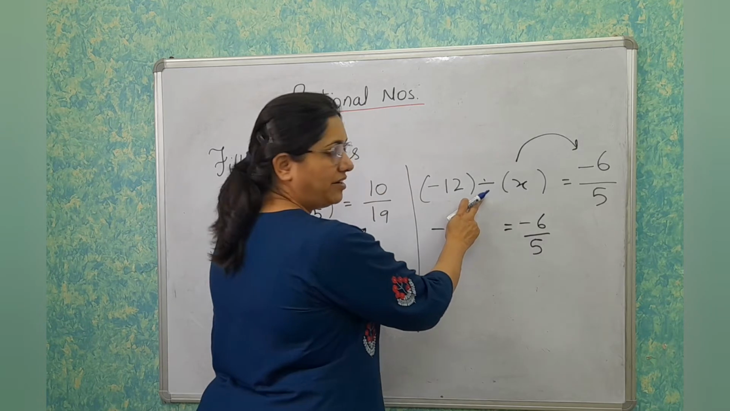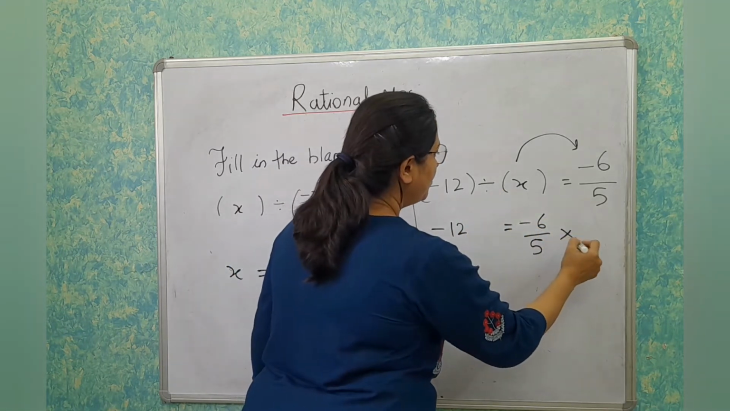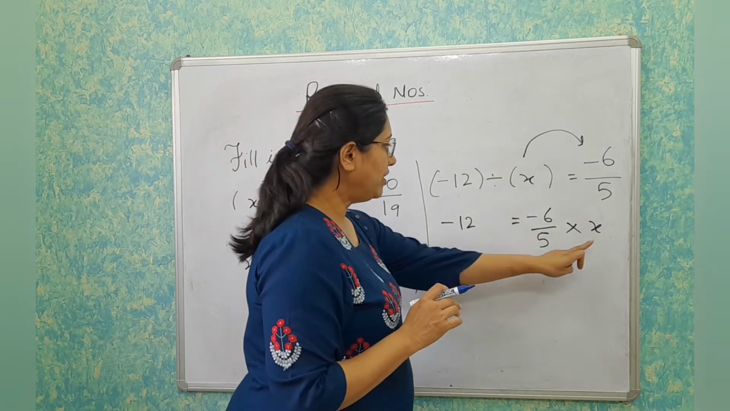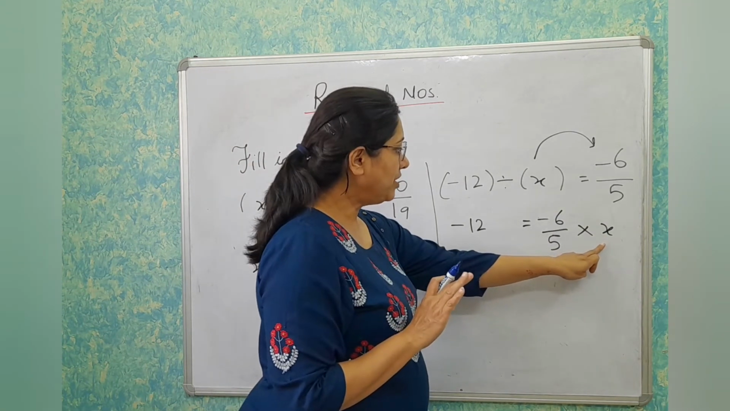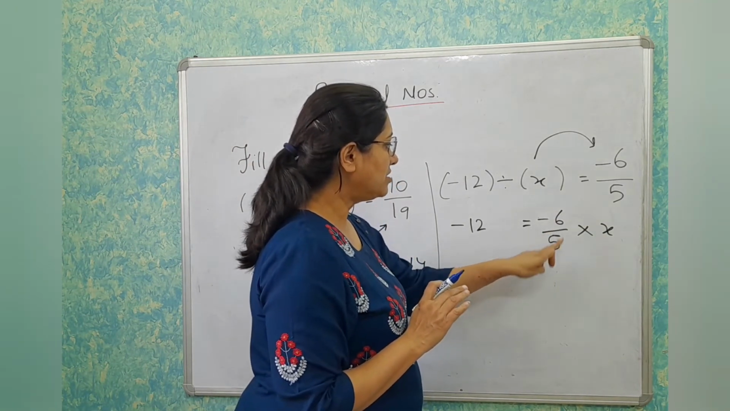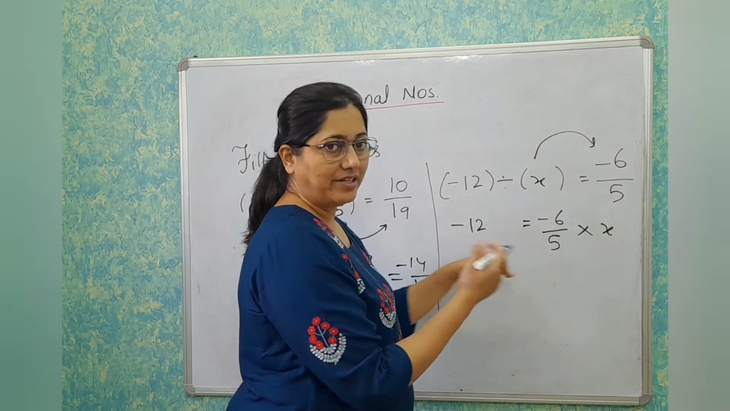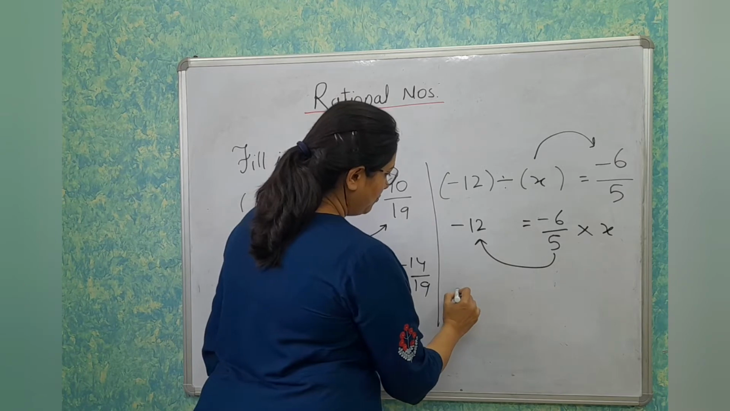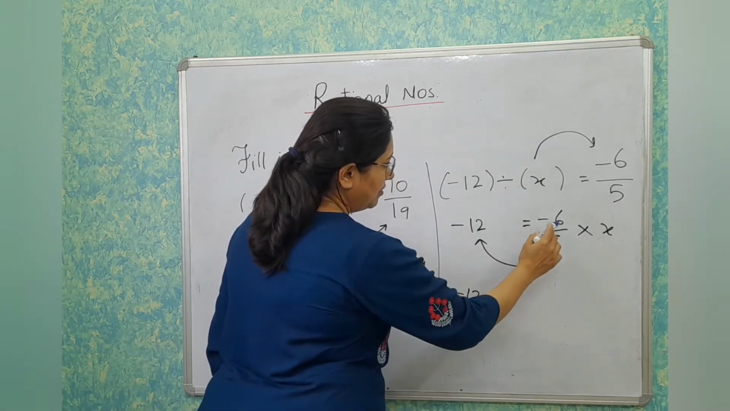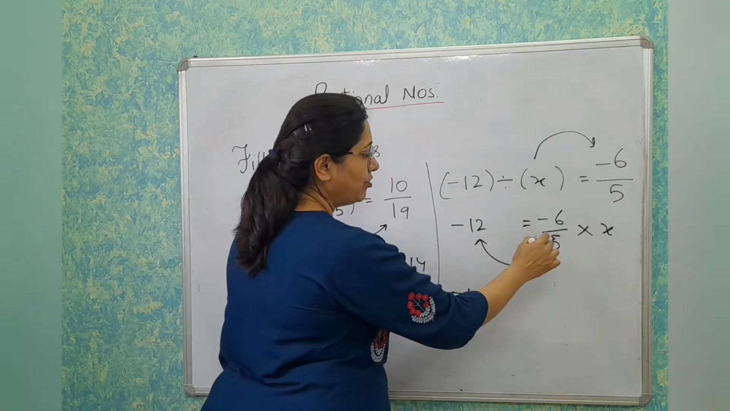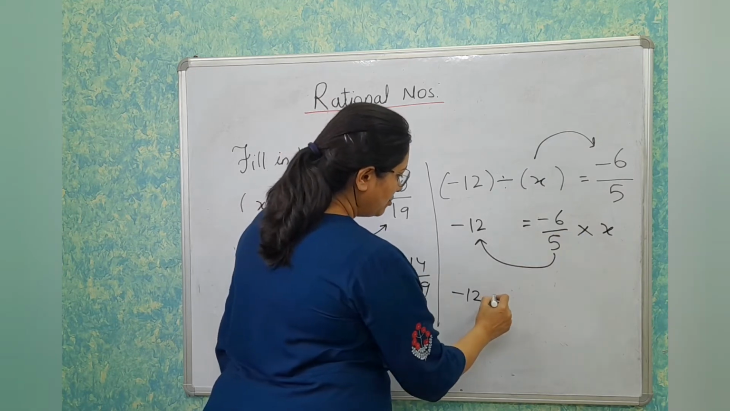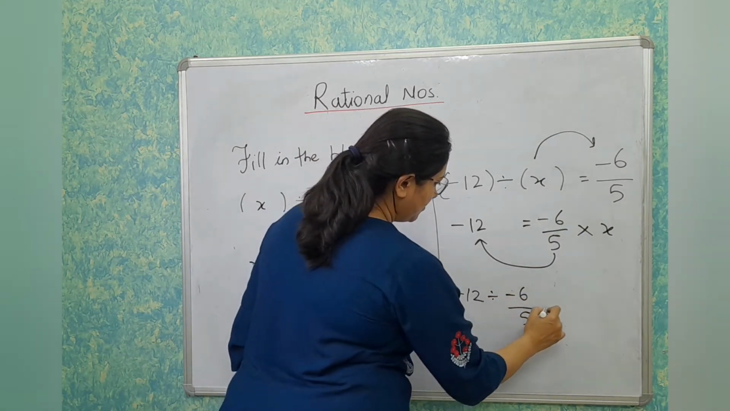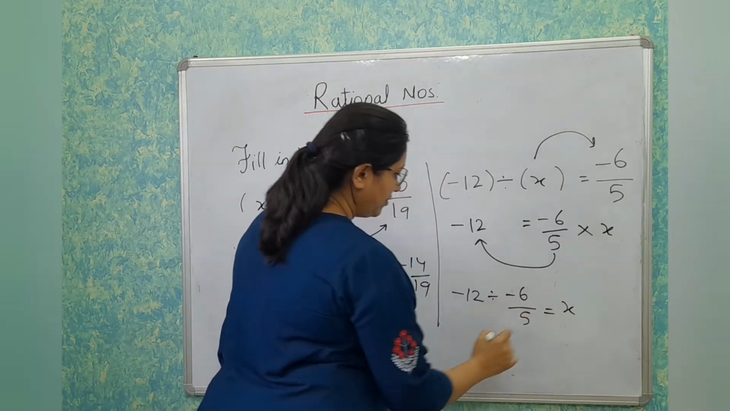x was getting divided, so it will get multiplied by x. Now again I have to find out the value of x. So I will keep it alone and I will shift this minus 6 upon 5 from the right hand side to the left hand side. So it will be minus 12. Minus 6 upon 5 was multiplied, so this time it will get divided. And then I will get the answer of x.